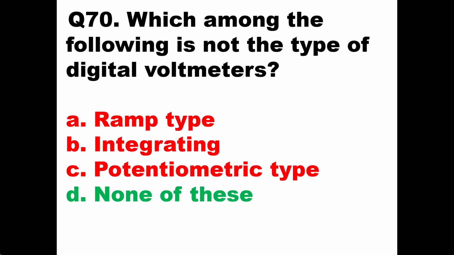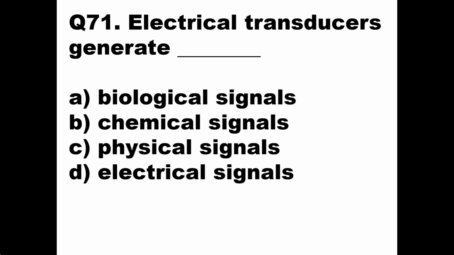D option will be the correct one. Then we'll go to the next question, question number 71. Electrical transducers generate. The options are biological signals, chemical signals, physical signals, electrical signals. So obviously electrical transducers will convert any non-electrical energy into electrical energy. So it is electrical signals. So option D will be the right answer here.